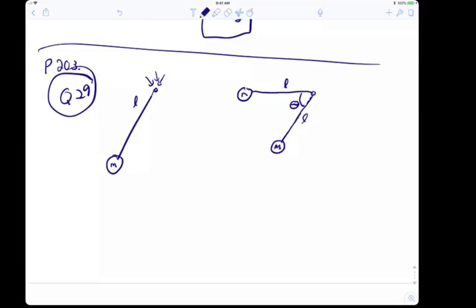So, the tension is determined effectively by, how should we put this? First, I need to know how fast the ball's going. It's going in a circle, right? So the first thing I need to figure out is how fast it's moving. What principle can I use to figure that out? I can use conservation of energy.